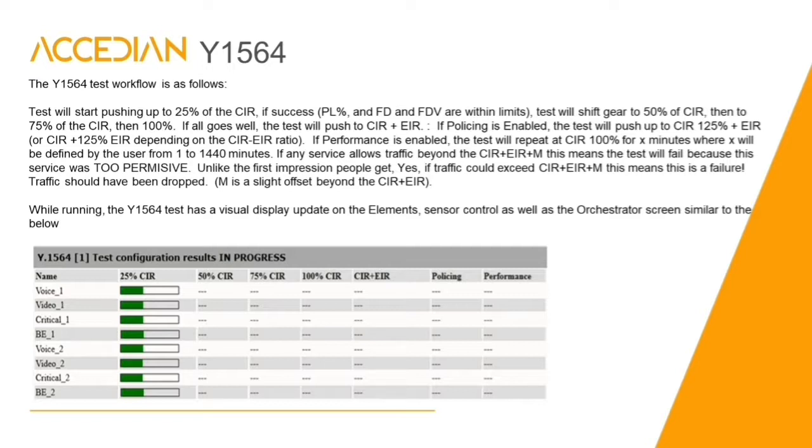While running the Y1564 test, there's a visual display on our elements and the VCX or sensor control, as well as the orchestrator screen, similar to the below. So you'll see here graphically the 25% progress, then 50, then 75, then 100, then CIR plus EIR. And if the policing is enabled, you'll also see a progress on the policing and then at the performance.